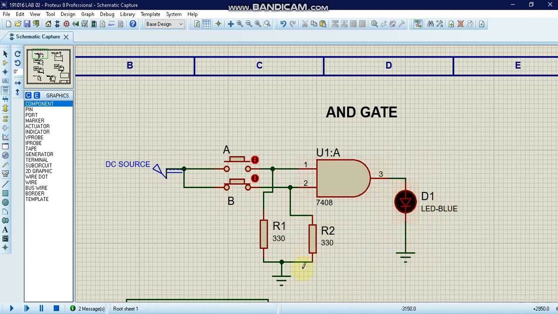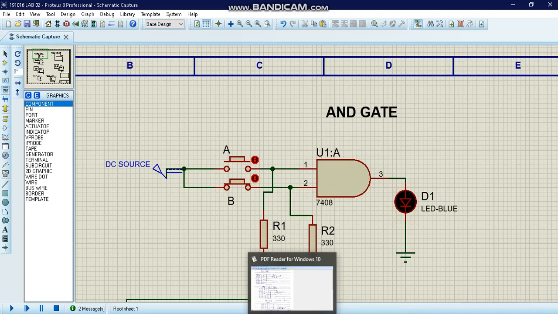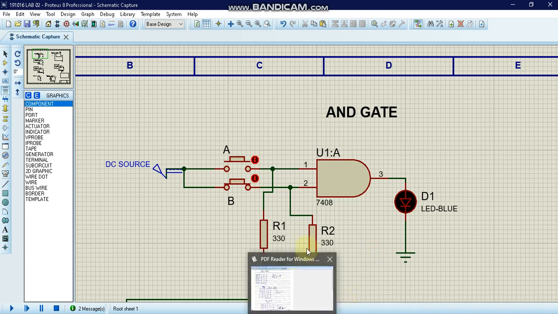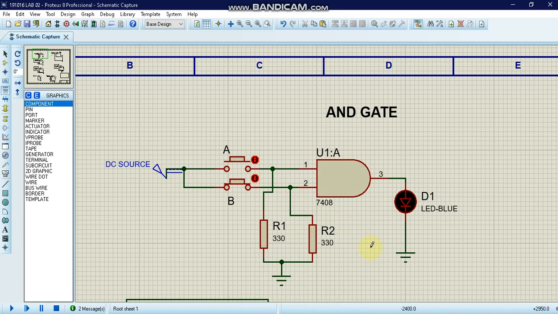So if we see our truth table, basically how these logic gates work. These logic gates work on a certain logic to perform their functions. So what are these logics? These logics are basically based on Boolean algebra, which consists of two variables, 0 and 1, where 0 means off and 1 means on. And through these logics we perform the functions of these different gates.